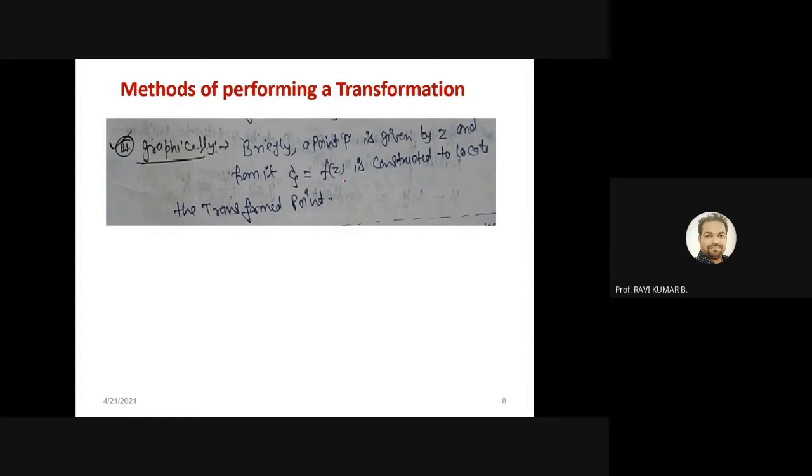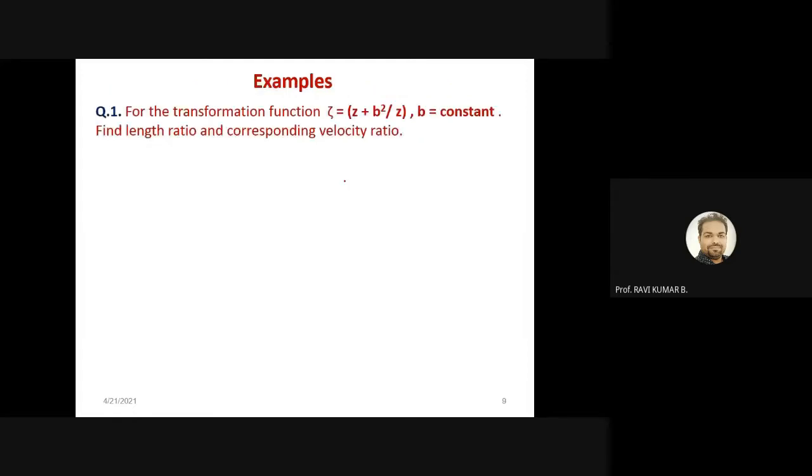So by using very simple equations, you can easily predict the nature of the flow pattern. For that purpose, we use the conformal transformation. So we will see some examples. Take the first example, which is given here.